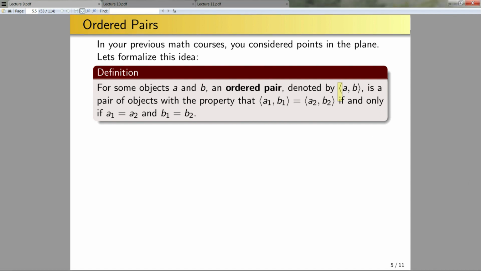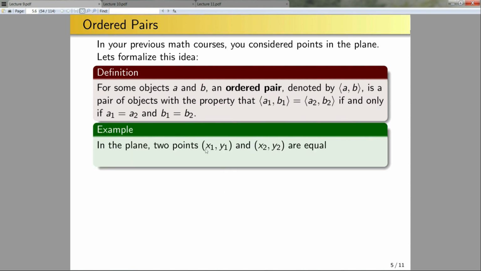Okay, let's look at an example of an ordered pair. In the plane, 2 points, where I'm using parentheses because I'm talking about points, (x1, y1) and (x2, y2), are equal exactly when x1 is equal to x2 and y1 is equal to y2. So points in the plane are examples of ordered pairs. And to be explicit, note that order here matters with points. The point (1, 2) is different than the point (2, 1).